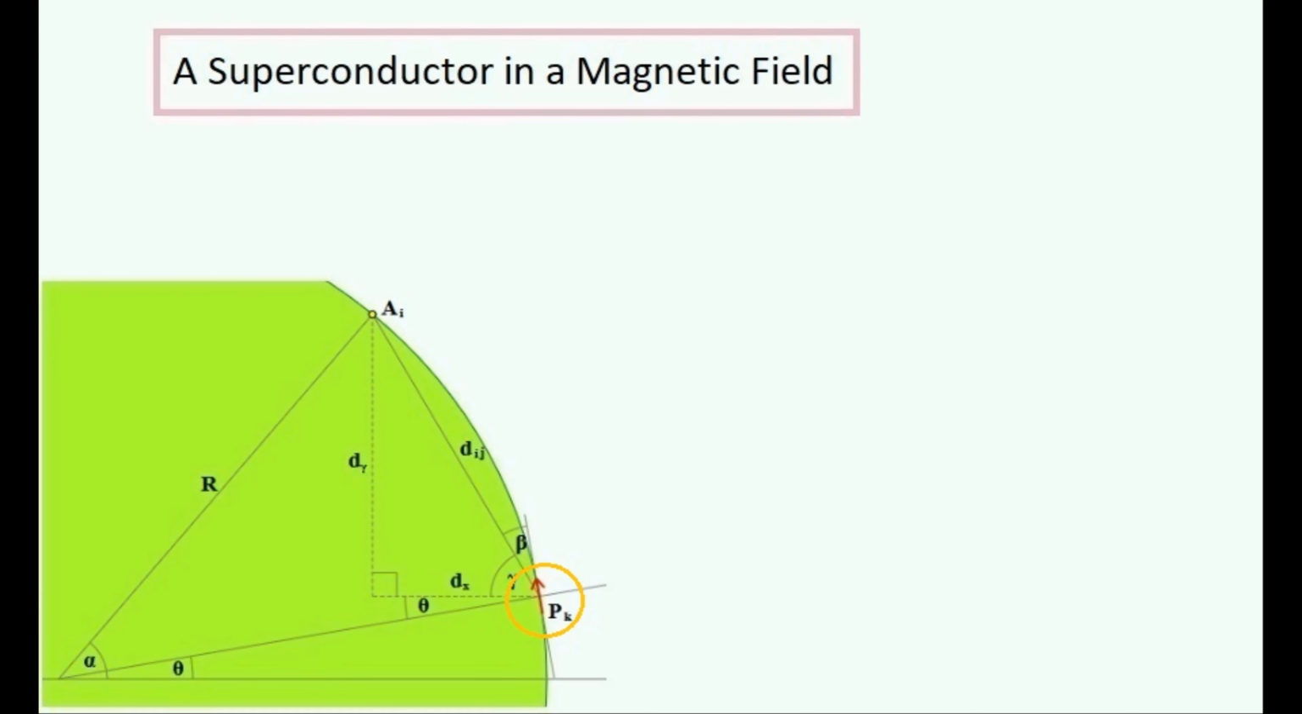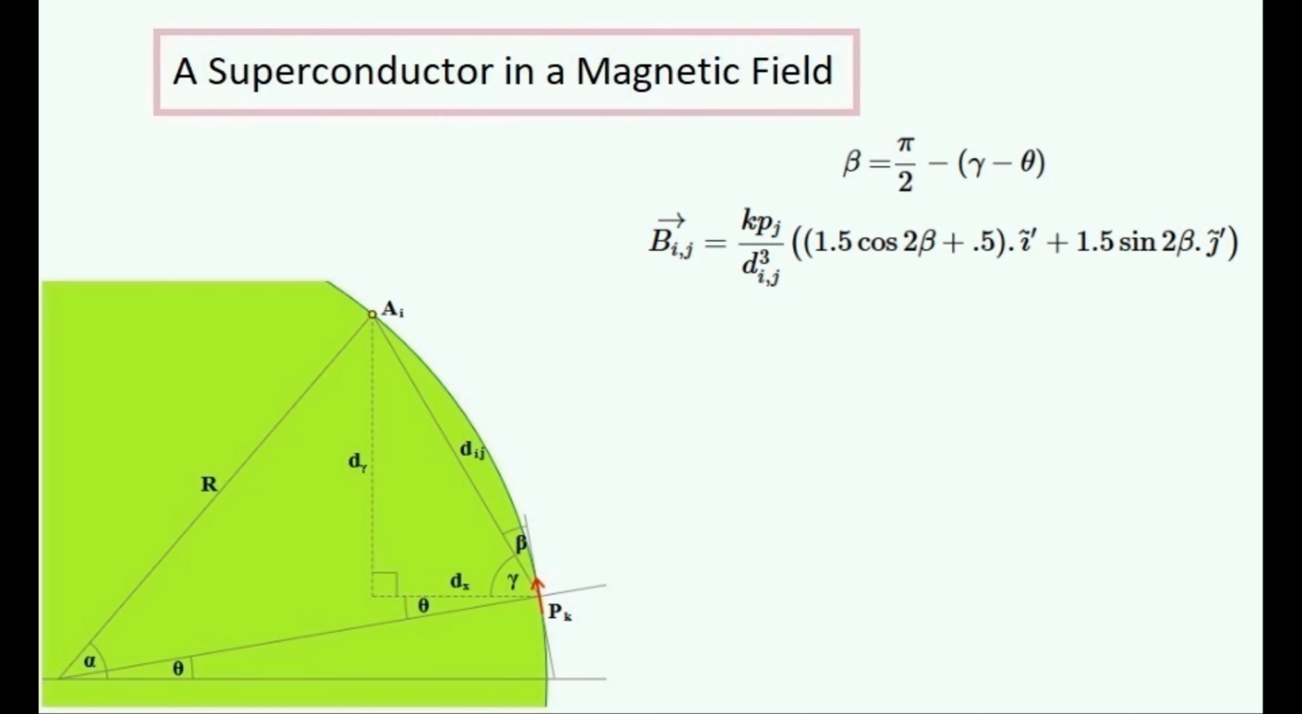So here are the alternative calculations for it. The new value for beta is given by this formula according to the geometry. And we'll substitute this new value for beta into this equation for the magnetic field.